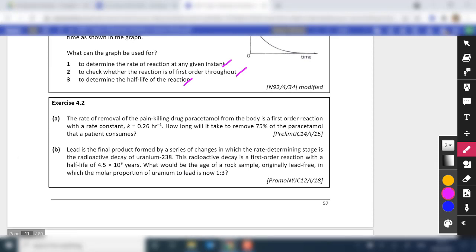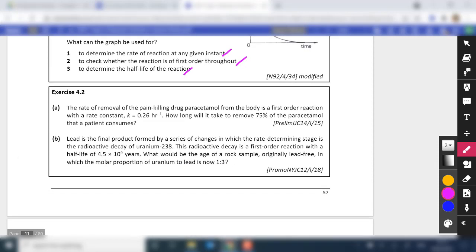Next, 4.2 is a bit mathematical, but I think we can definitely do something about it. You were told that the rate of removal of the painkilling drug paracetamol from the body is first order kinetics. The rate constant is 0.26 per hour. How long does it take to remove 75% of the paracetamol that a patient consumes? It helps if you first calculate the t half.